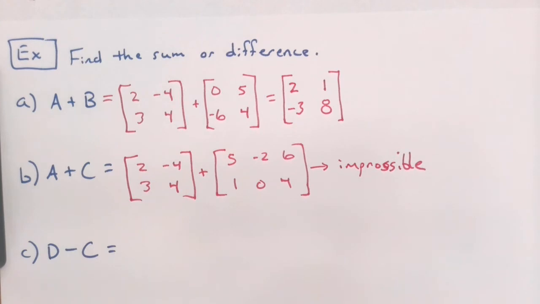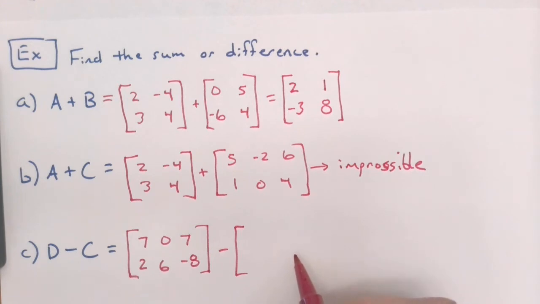Matrix D minus matrix C. Let's take a look at that. Matrix D is the matrix 7, 0, 7, 2, 6, negative 8. And from that we want to subtract matrix C.